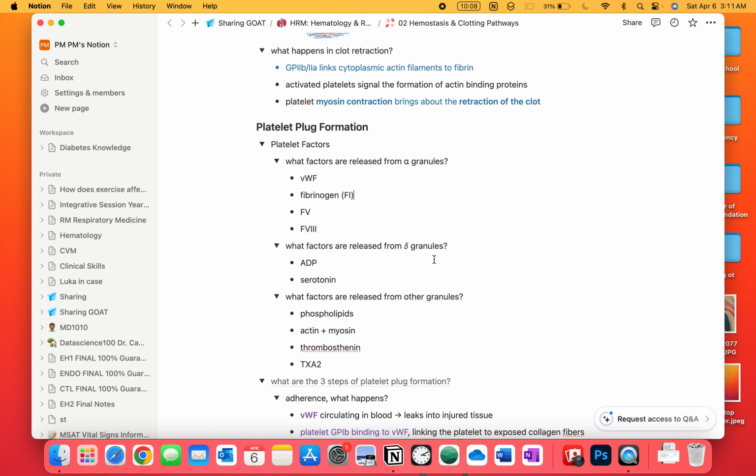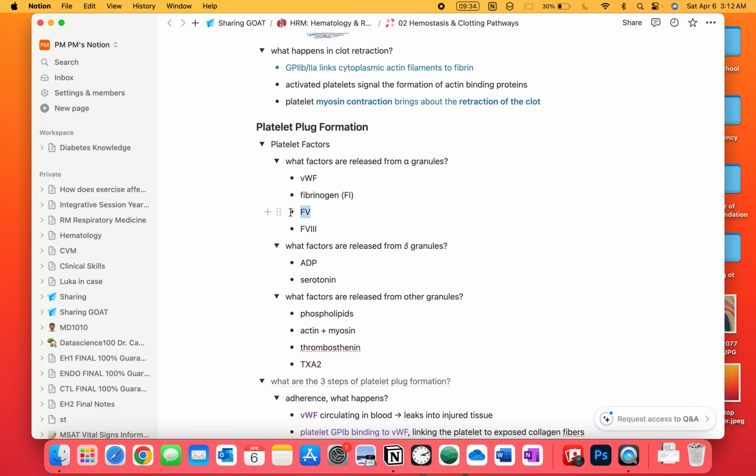Now, for platelet factors, these are just going to be alpha granules. Remember, that is a type of globulin from week 1. Alpha and beta granules are globulins. Why? Globulins are immune factors. Now, for the alpha globulins: von Willebrand factor, factor 1 fibrinogen, factor 5, and factor 8. Factor 8 is antihemophilic A factor. Factor 9 is Christmas factor.